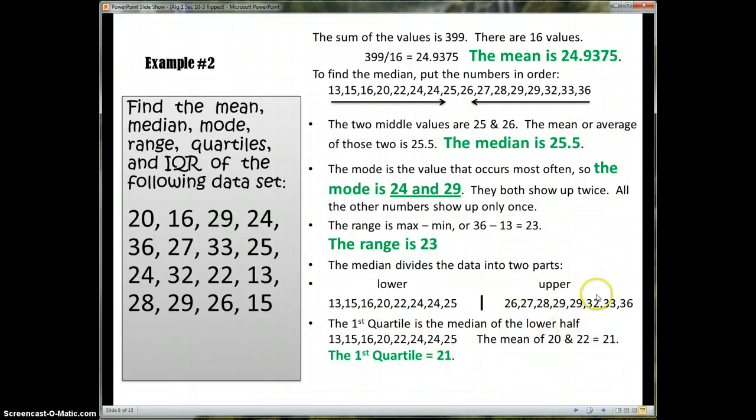Now we're going to do the same thing with the upper half. We're going to find the median of the upper half, and it ends up being 29 and 29, which the mean of those 2 is 29. Third quartile is 29. Once you have the quartiles, you can find the IQR, the interquartile range, by subtracting. We take 29 minus 21. The IQR is 8.